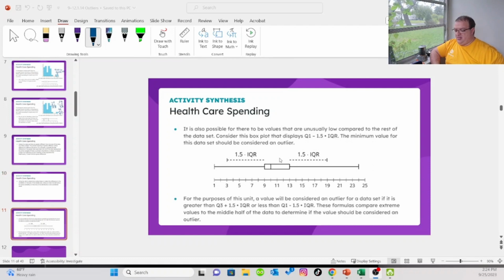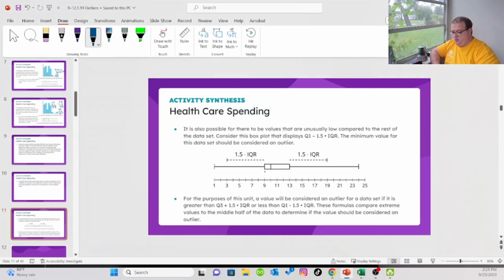Here they give an example of that. It is also possible for there to be values that are unusually low compared to the rest of the data set. Consider this box plot that displays Q1 minus 1.5 times IQR. So our Q1 is the left side.